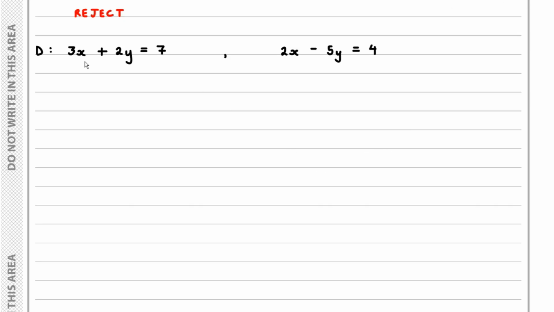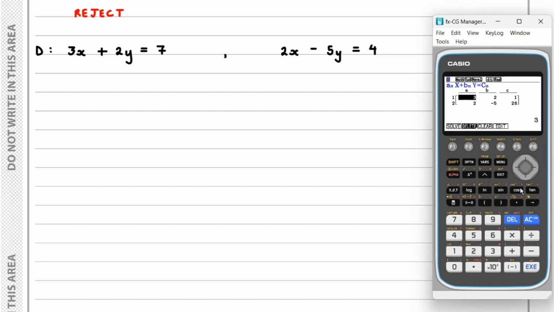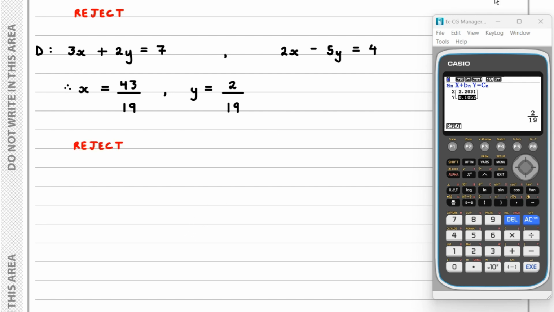Next we have 3x plus 2y equals 7 and 2x subtract 5y equals 4, and solving you will find x to equal 43 over 19 and y to equal 2 over 19. These are not integers, so we reject.